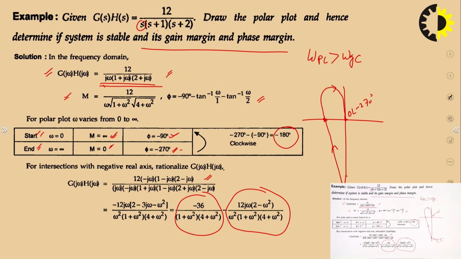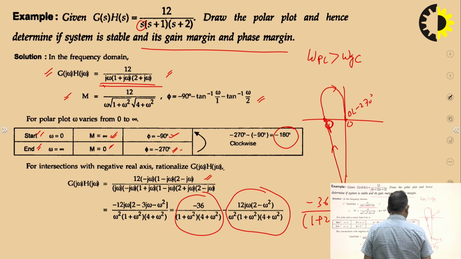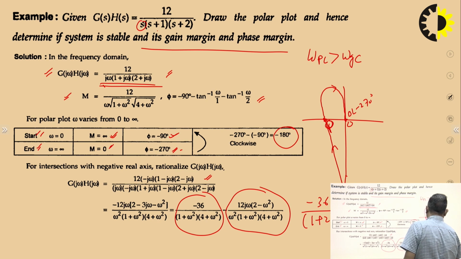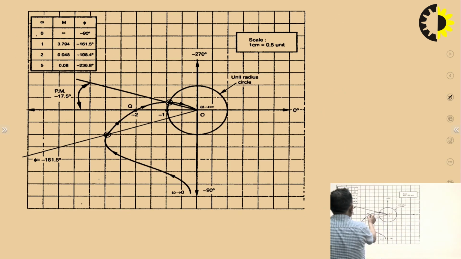Now we want to get this distance. Let's say this is O, this is Q. If you want to get this distance, you put the value of omega in this particular portion. When you put omega equals omega PC equals root 2, which we have calculated, it becomes minus 36 upon 1 plus 2 into 4 plus 2, 6 into 3, 18. So it becomes minus 2. Minus 2 means it will cut the negative axis at the minus 2 point.